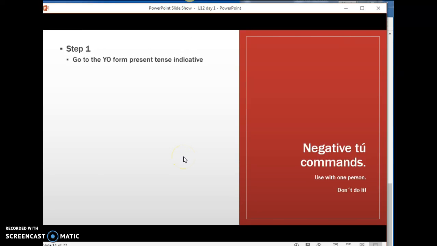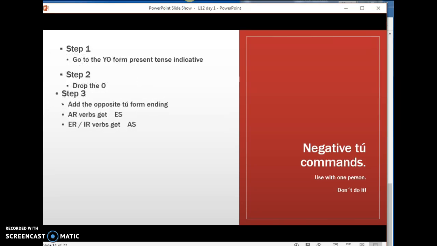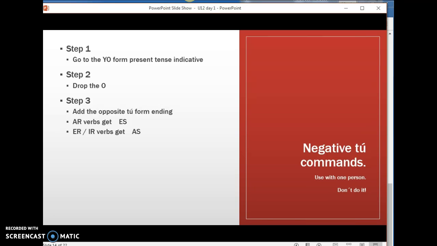So, we're going to go to the yo form present tense indicative. Then we're going to drop the O. Then we're going to add the opposite tú form endings. So my AR verbs are going to get an ES. My ER and IR verbs are going to get an AS. In step 4, we're just going to add a no to the front.